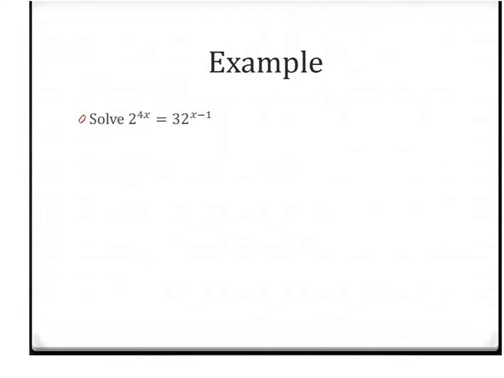So if we look at 2 to the 4x equals 32 to the x minus 1, I did say that they have to have the same base. So can you write these so that they have the same base? If this is 2 to the 4x, can you write 32 with 2 as a base? 32 equals 2 to the 5th. So this is 2 to the 5th, essentially then to the x minus 1.